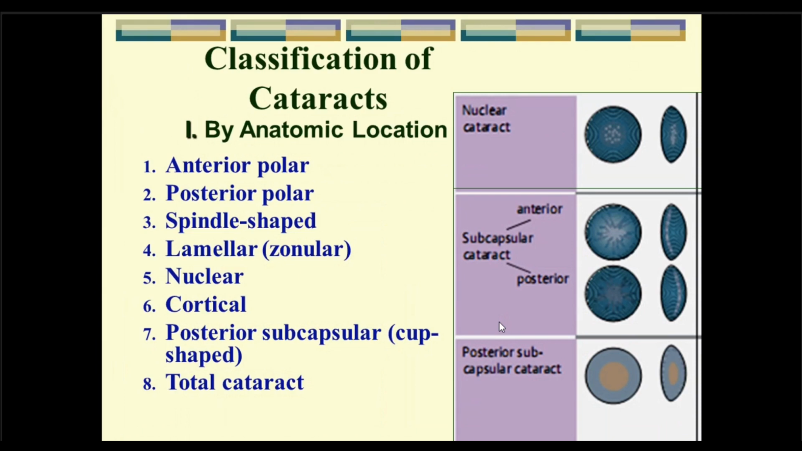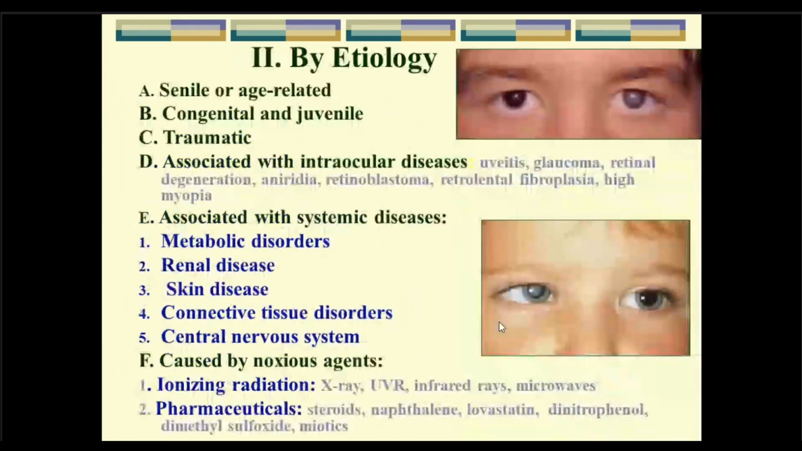Any opacity of the lens we call cataract. On this picture, you see a normal, transparent lens. On this picture, you see the cataract, so an opaque lens. Of course, you know that light goes through the cornea and lens to the retina, and if the lens is not transparent, this situation affects visual function.